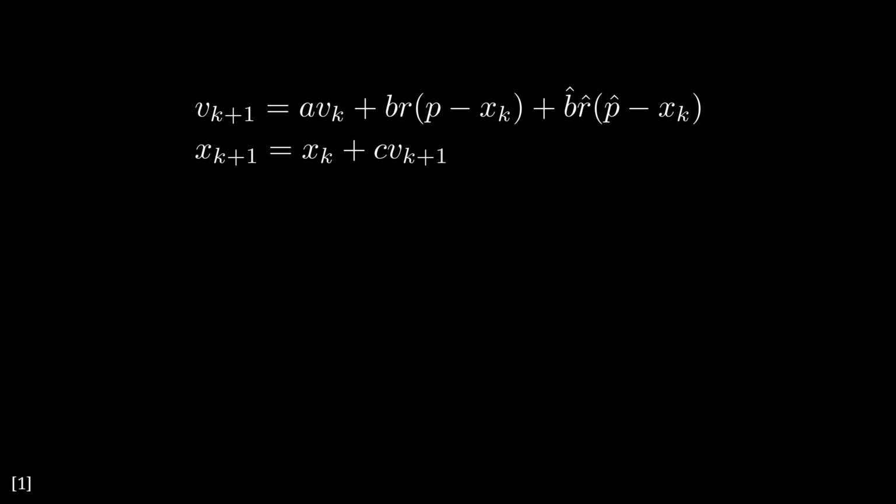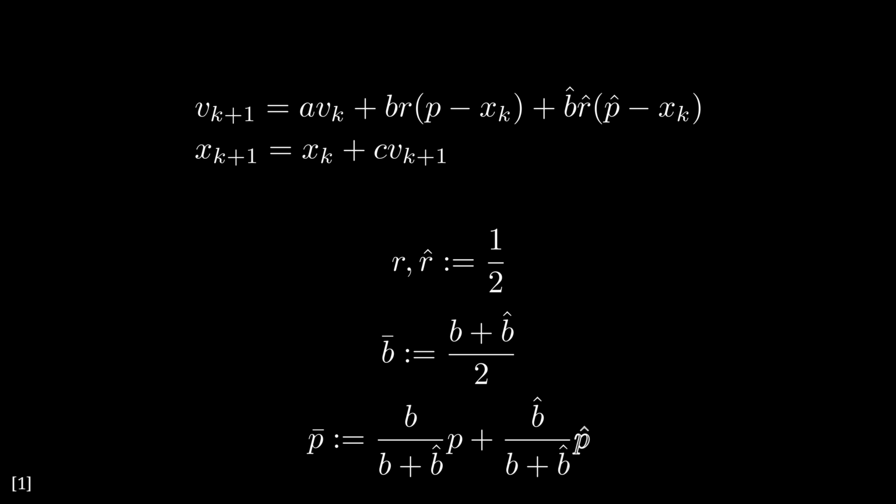We will transform it into a deterministic one by setting both r's to their mean, which is 1/2. Also, we can find this substitution here, which leads to this nice formulation of the algorithm. You can pause here and check, or just believe me. The substitutions also have some intuitive interpretations. For b, we simply take the average of the two b's, so the average coefficient for the local and global attractor. And for p, we take a weighted average of the two, weighted by the corresponding b's, which gives us the average attraction point when taking into account the attraction coefficients.